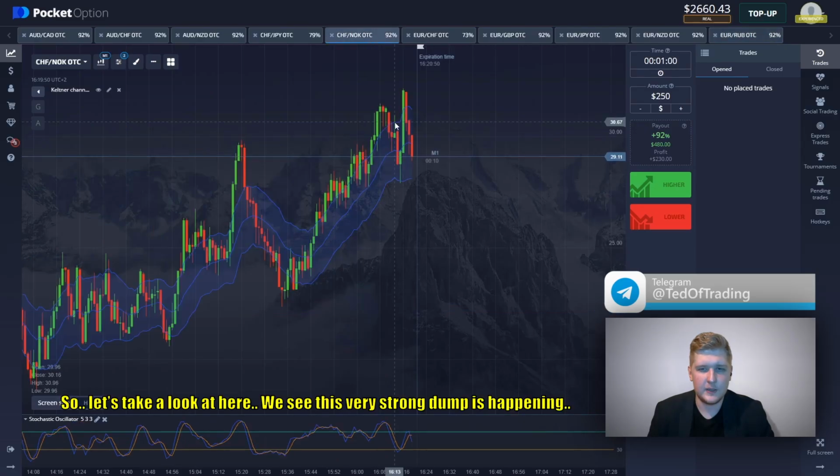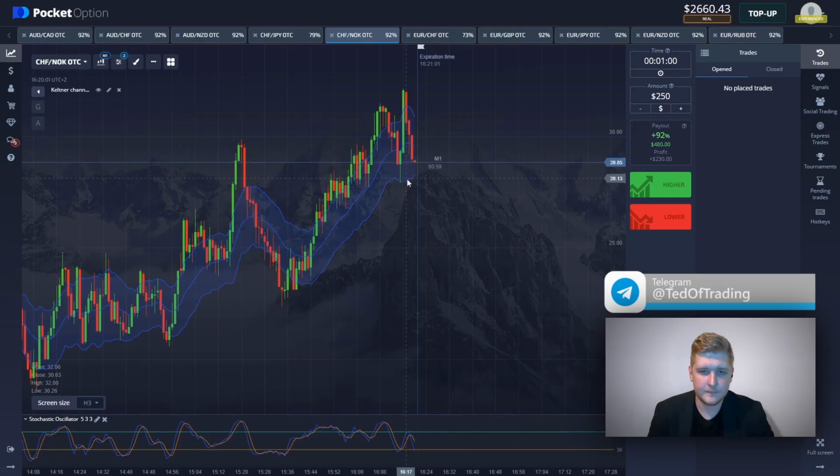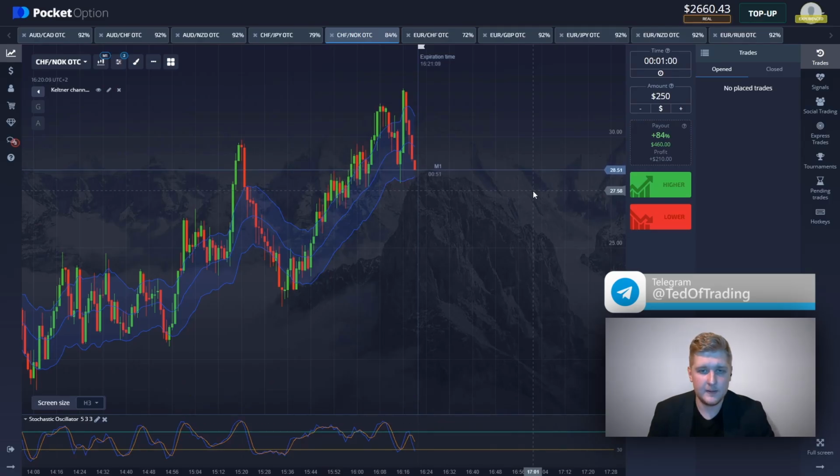So let's take a look at here. We see this very strong dump is happening. Let's take a look at the candle's behavior. The support zone is gonna play out here. There we go, the stochastic has crossed the 30 line. Let's wait a little bit. I think we open here on this currency pair.